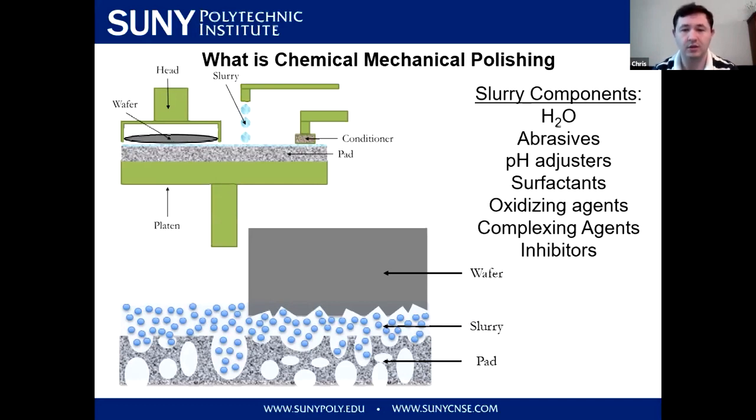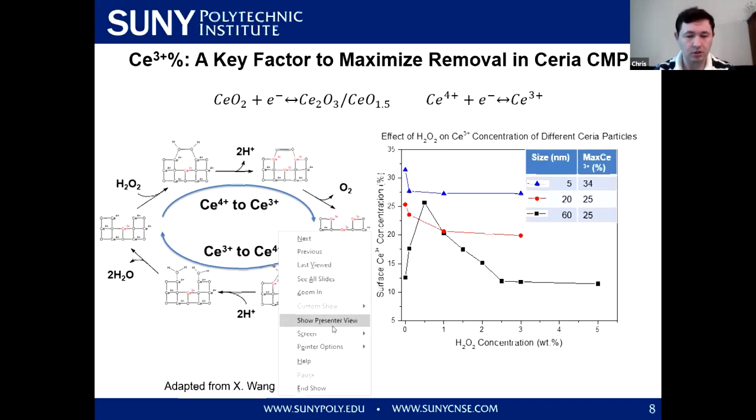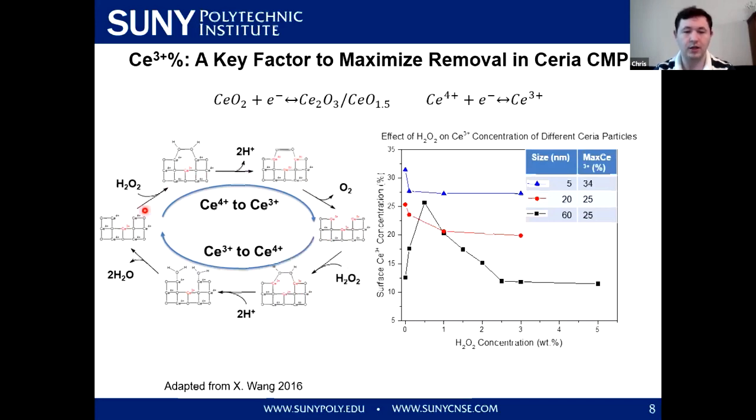ceria is both chemically and mechanically active for its polishing. And I'm working on trying to determine how to harness the chemical environment of ceria to improve these polishing aspects. We found that the 3+% of ceria is a key component for chemical removal. Ceria is redox active and switches between the 3+ and 4+ state. And ceria mimics the enzyme catalase through the reaction shown right here, by consuming peroxide and switching from 4+ to 3+, and then back from 3+ to 4+.